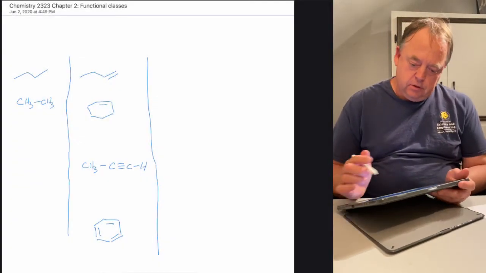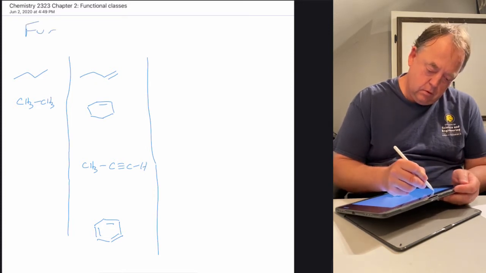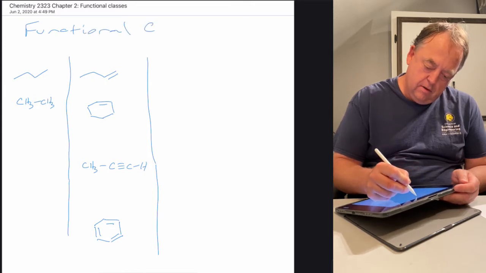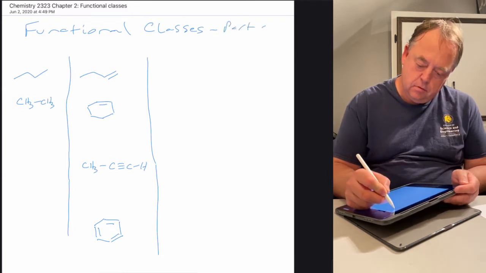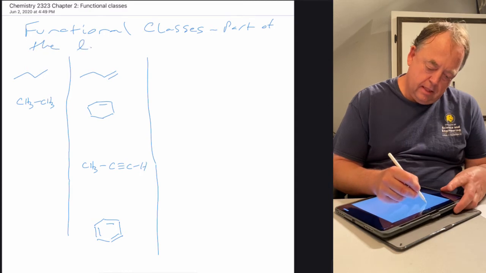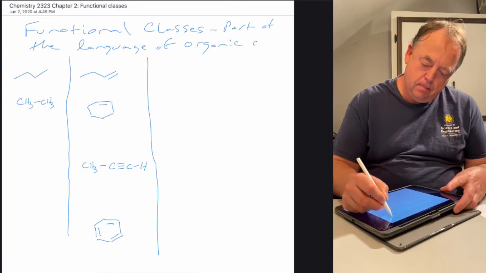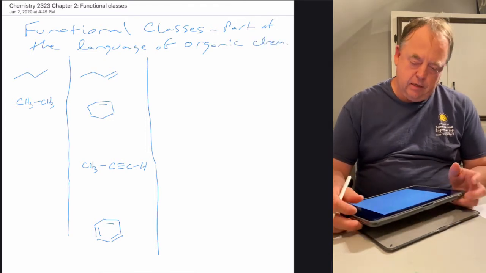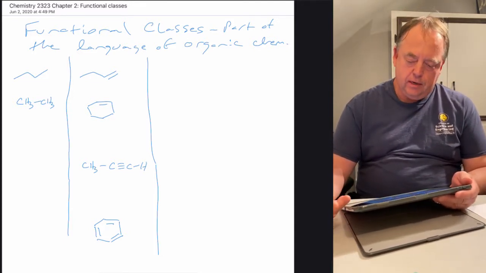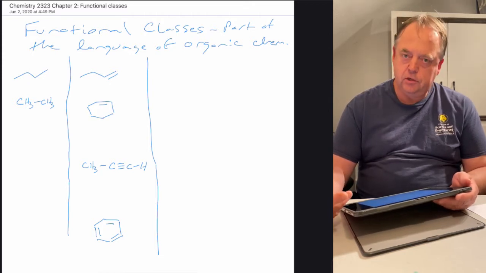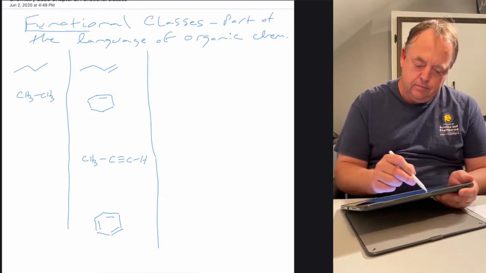Okay, so in this lecture, we'll cover this concept of functional classes. So this is basically part of the language of organic chemistry. I think a lot of organic chemistry is a little bit like a foreign language. There's a lot of terminology that you have to know. If you want to do really well in organic chemistry or just chemistry in general, you have to understand the terminology that's used. So this one is related to functional classes.